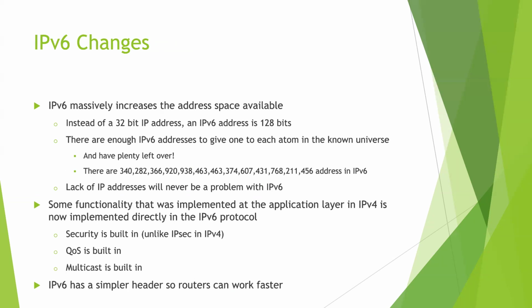The big changes with IPv6 are the size of the address space. IPv4 had 32-bit addresses. IPv6 has 128-bit addresses. So this is how many there are. What did you say it was? A decillion or something like that. Yeah. And just so you know, that's 3.4 times 10 to the 38.